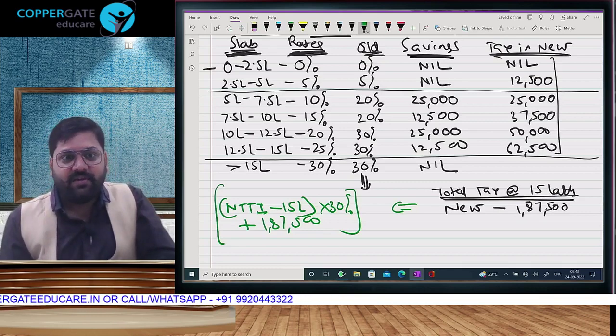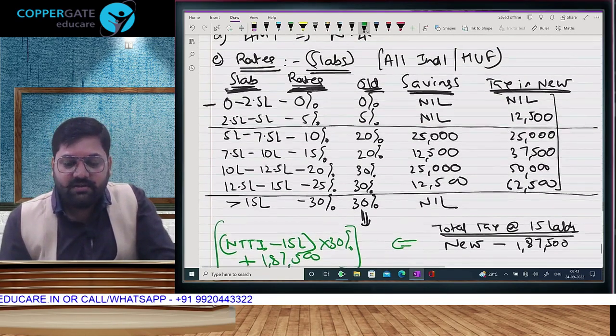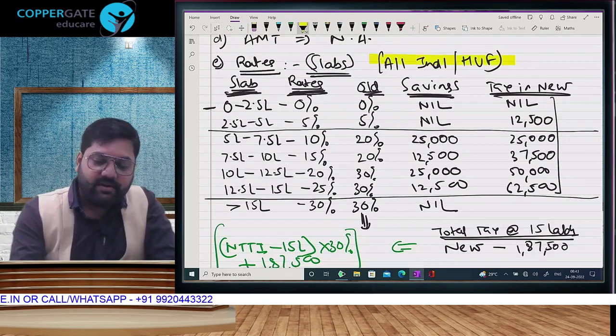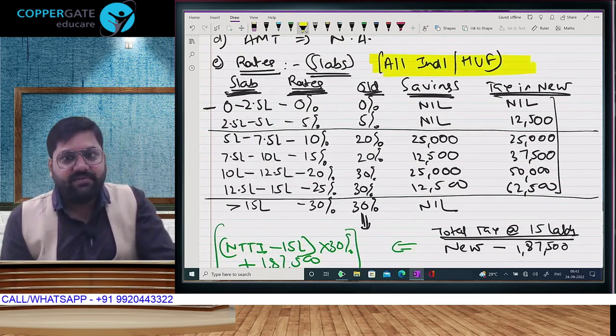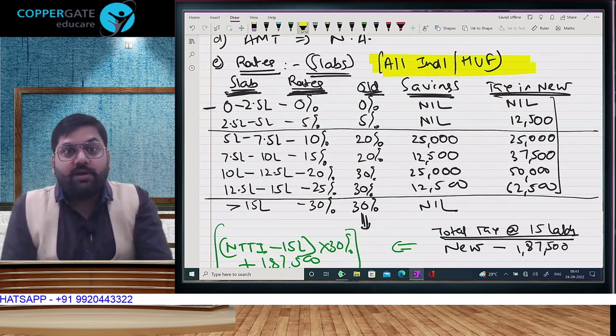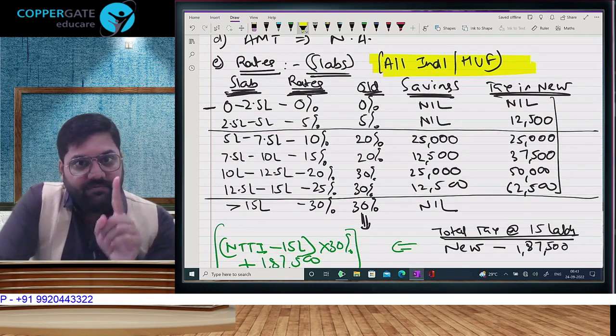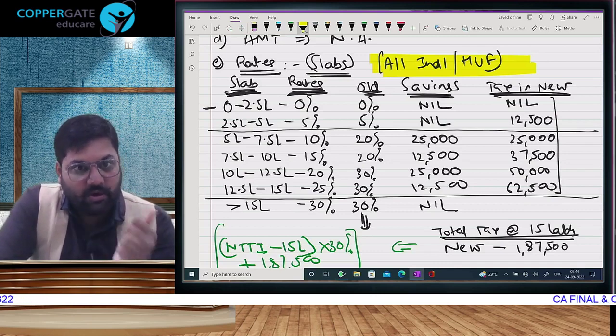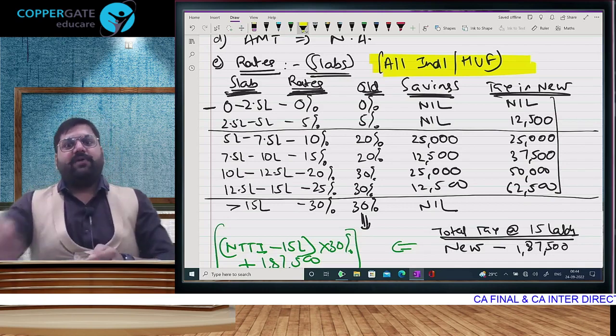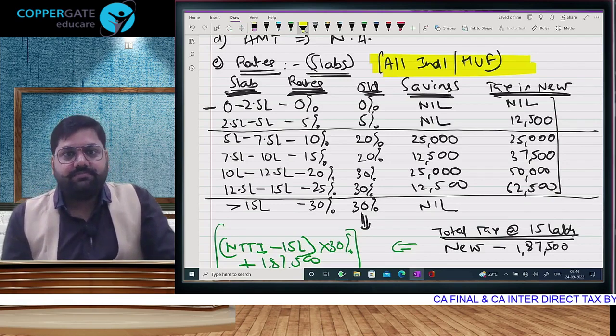Still 187,500. Super senior, still 187,500. Everyone 187,500. So like you have memorized 1 lakh 12,500, 1 lakh 10 and 1 lakh, 3 categories in the old regime. You will memorize 1 lakh 87,500 in the new regime.